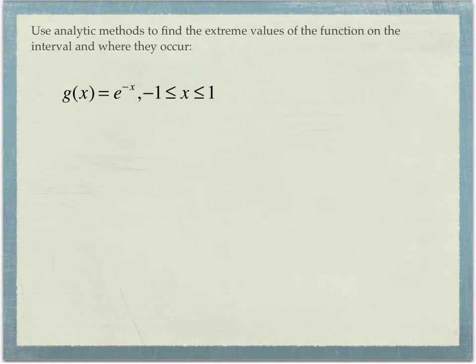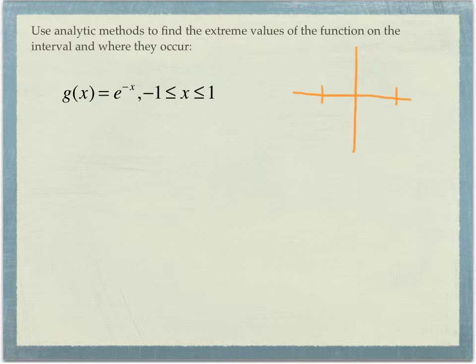All right, here's a couple examples here that we'll try to get through fairly quickly. Use analytic methods, that means algebra basically, to find the extreme values of the function on the interval and where they occur. So here's our particular function, g of x equals e to the negative x, and we want to look at it between -1 and 1. First of all, we are going to draw a little graph here, just so you get a feel for what this function looks like.